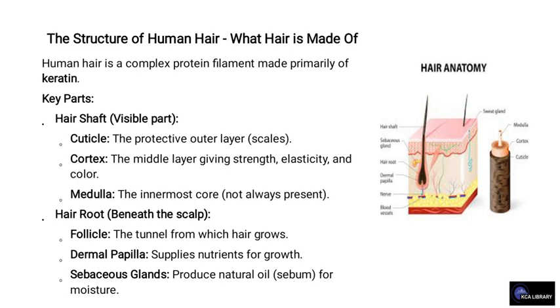The hair root, which is beneath the scalp, is divided into three. We have the follicle, that is the tunnel from which hair grows. We have the dermal papilla, which supplies nutrients for growth, and the sebaceous gland, which produces natural oil for moisture.